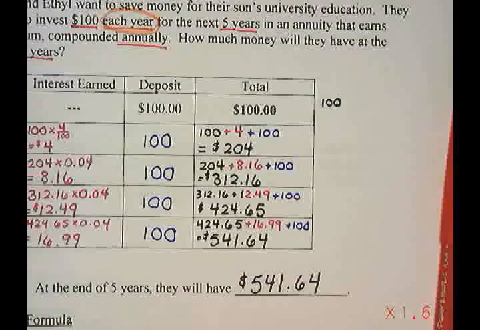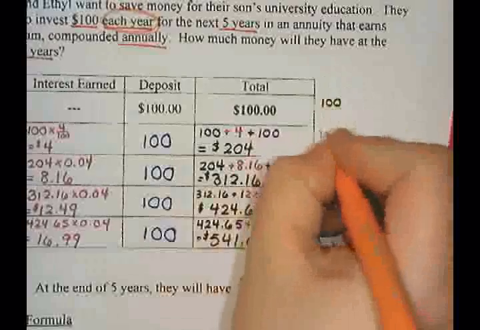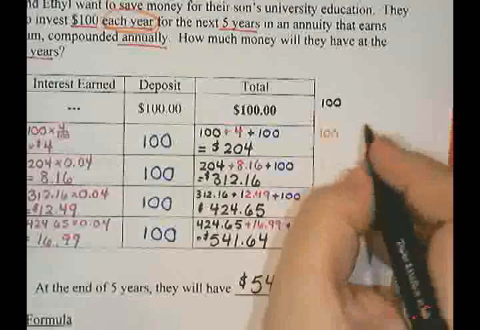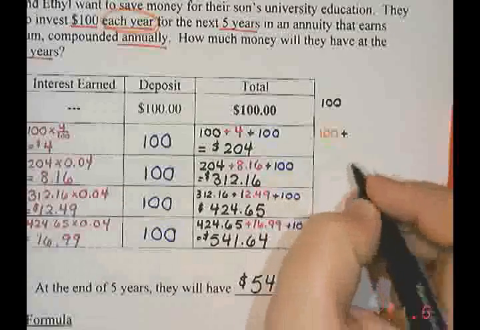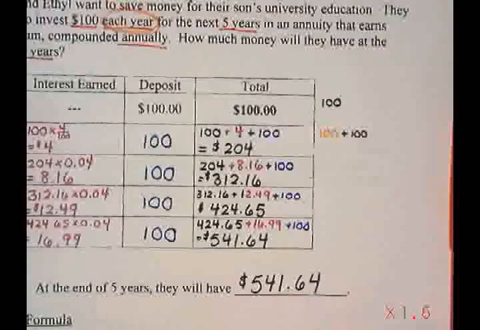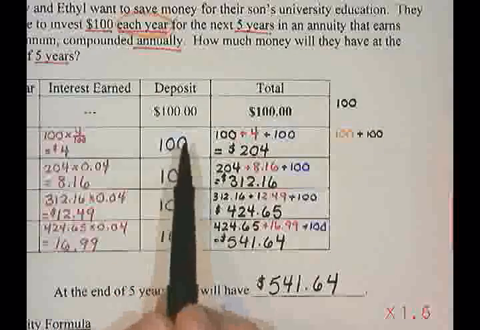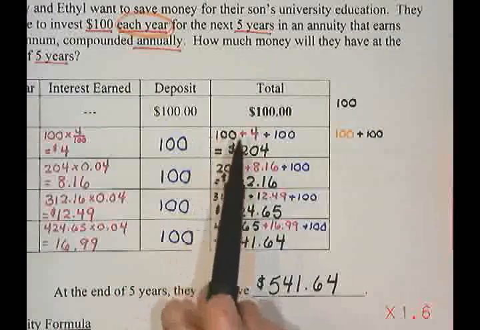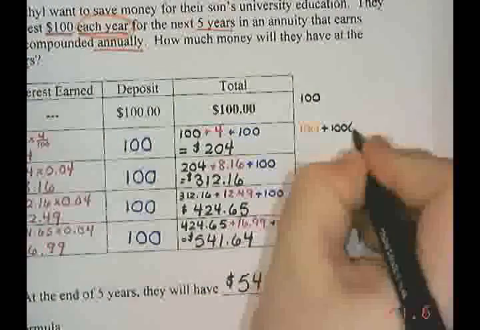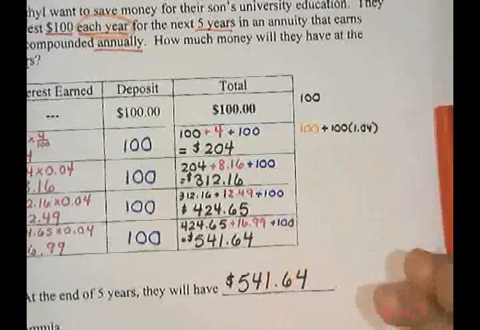In the second year, they put in a new $100, and the $100 that was there from the year before earned some interest. So there was $100 there plus 4% interest. Now, one way you can calculate what the two of them are together, if you do 100 plus 4, that's $104, which would be the same thing here as multiplying it by 1.04, because 100 times 1.04 is $104.